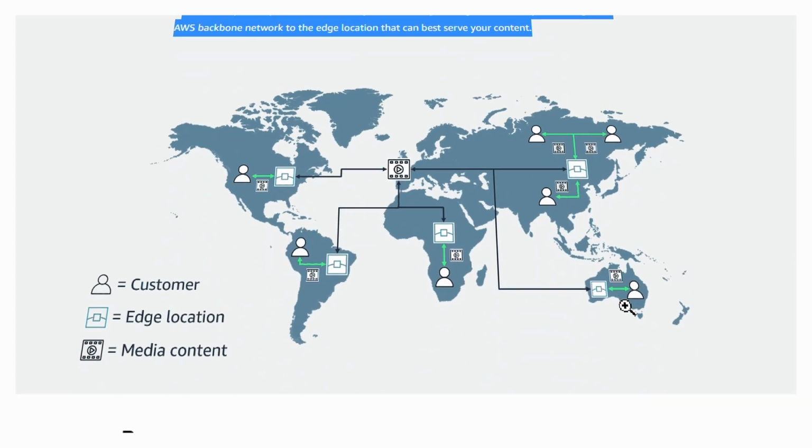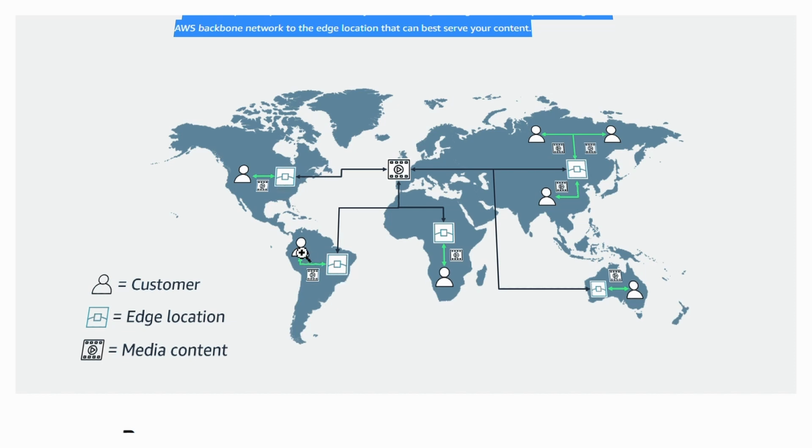So, let's say there's a customer, this symbol is a customer, and the edge location is here, and the content is stored here. So this content is not traveling from this part of the world to Australia, but from Australia to Australia, because this content has been replicated in each of these edge locations. As you can see, this is the main content storage location, and these smaller icons are the copies, or the replication, of that same content.